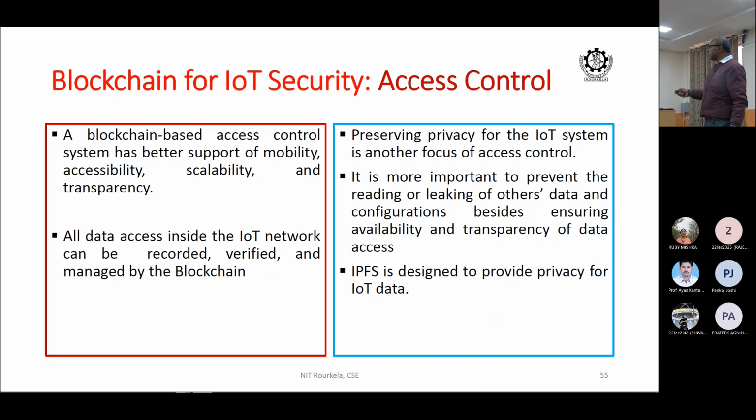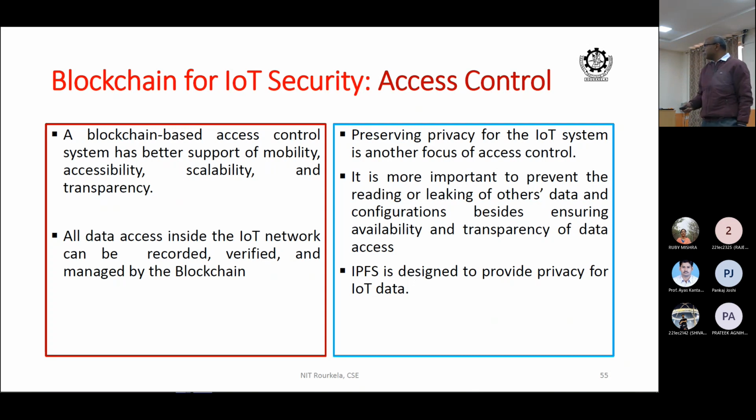Privacy preserving for the IoT system. Now, you put the data. I said before that you put the data using a blockchain, but everyone can see. There is a problem with this. So it's important to prevent the reading or leaking of others' data. Besides, blockchain ensures availability, it ensures accessibility, it ensures security. But whatever the problem with privacy, privacy it does not ensure.